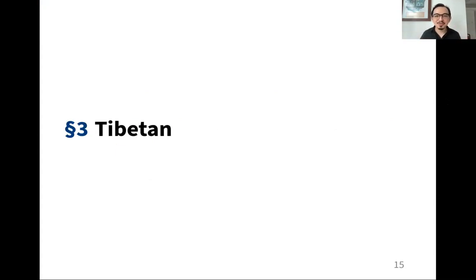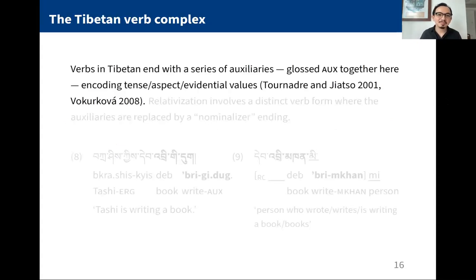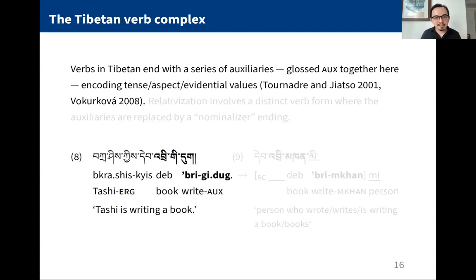And now let's move to Tibetan. Now, let me give you a little bit of basic background on Tibetan. Verbs in Tibetan end with a series of auxiliaries that here together I'll just gloss as aux, which encode tense, aspect, and evidential values. So here's a basic example. Tashi ki tep di gidu. Tashi's writing a book. The endings on the verb gidu are two morphemes actually, and they together express the present progressive and direct evidential value.